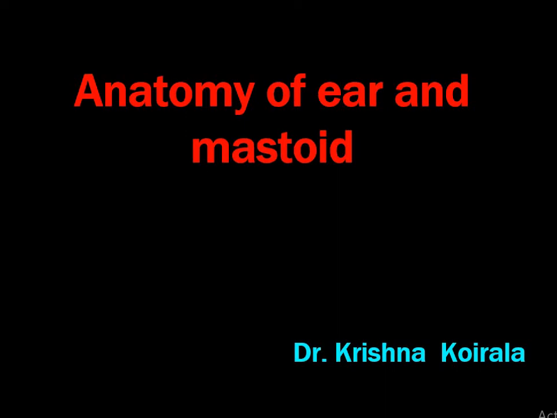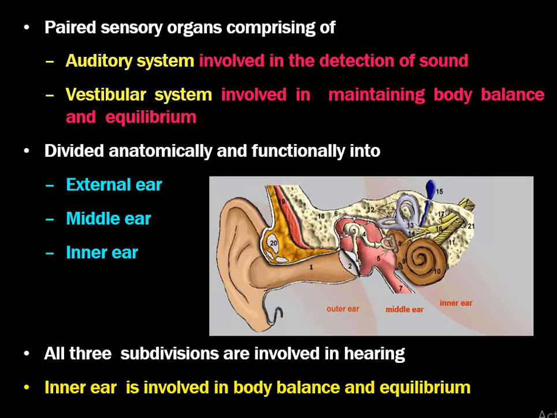Well, today we'll discuss the anatomy of the ear and mastoid. This is a common topic in the final exam for both MBBS and MS ENT students. Ears are paired sensory organs which comprise the auditory system, which is involved in detection of sound, and the vestibular system, which is involved in maintaining body balance and equilibrium.